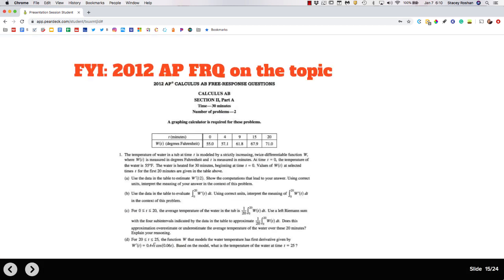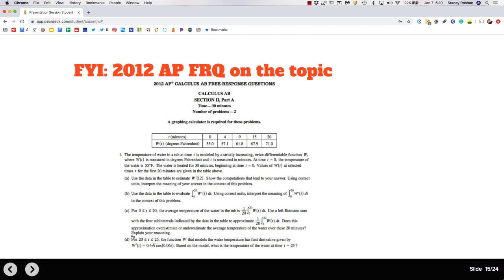Okay, enough silliness. Let's get into something real. I just wanted you to see for now, we are not doing this, but I just wanted you to see what an actual AP problem looks like. This is what one of the free response questions will look like, where you have a graphing calculator for this particular question. It will be split into A, B, C, and D.